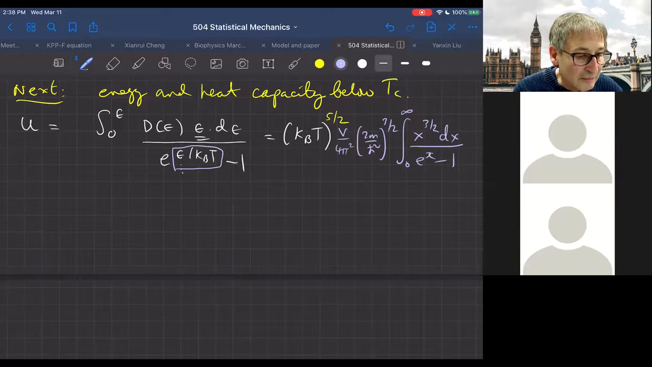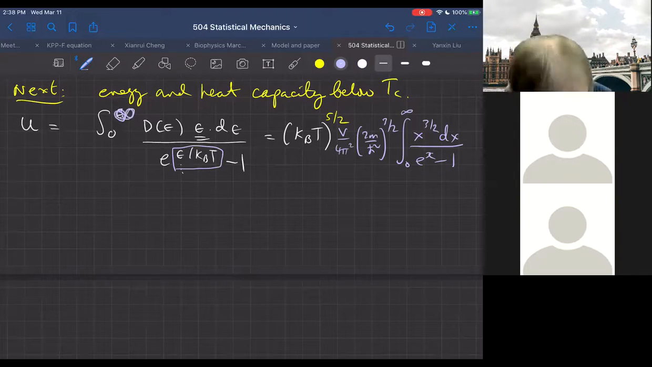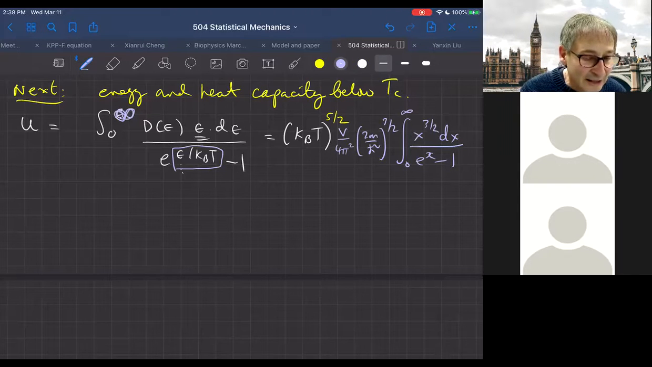Vibhav has a question. Wait, this integral. Yeah, you're right, thank you. That's right, in that integral I made a typo.